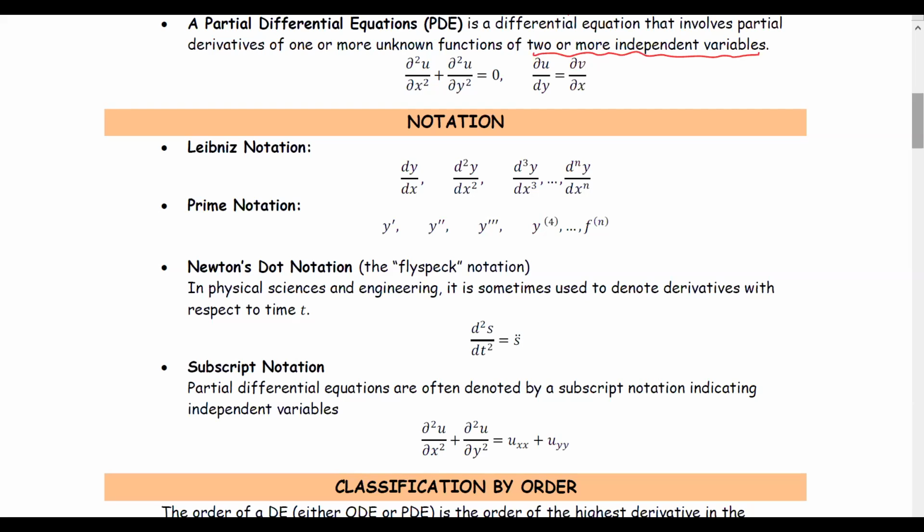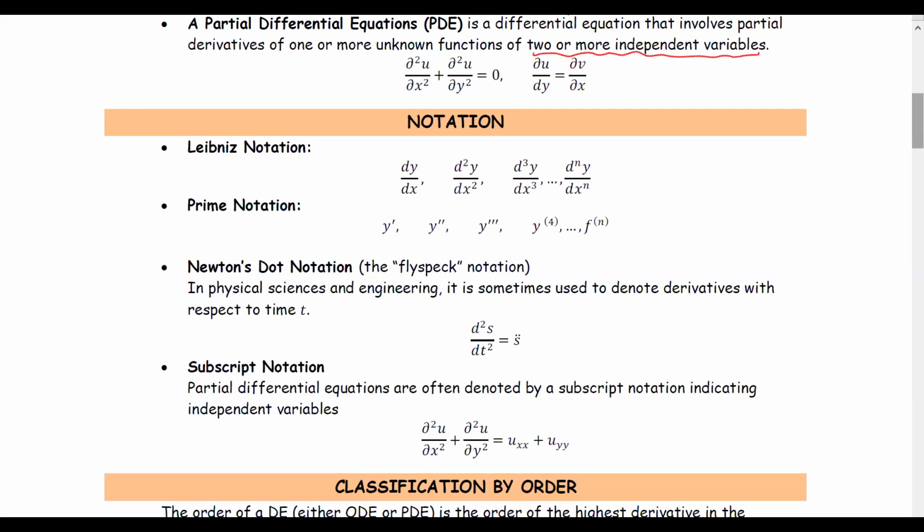Leibniz notation, which is dy/dx, d2y/dx squared, and so forth. And prime notation, like y prime for the first derivative, y double prime as the second derivative, and so forth. These two notations are commonly used in calculus courses.